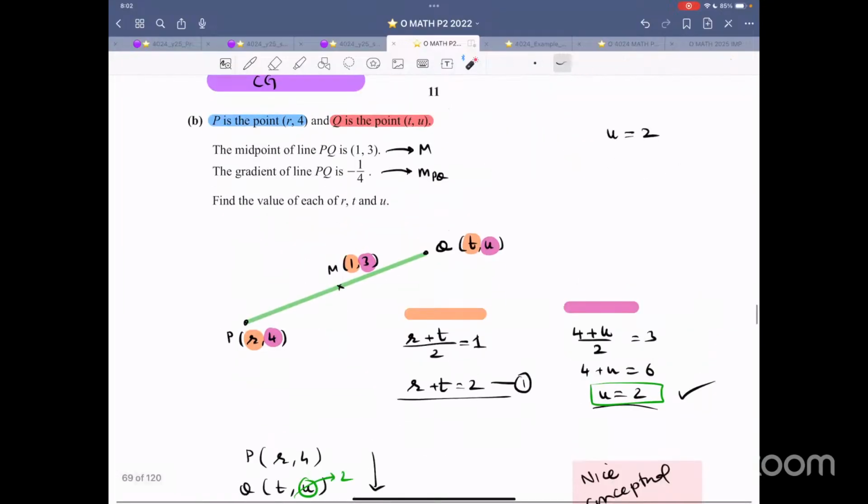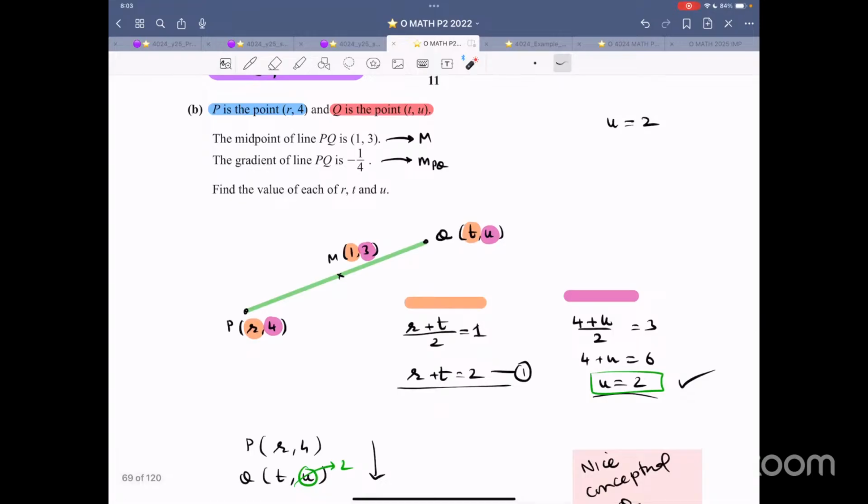Now it says P is the point (R, 4), Q is the point (T, U). The midpoint of PQ is (1, 3). Let me call it M. The gradient of line PQ is negative 1/4. Find the value of each of the following. So we have P, we have Q, and I have marked M over here. That's the midpoint. Therefore (R plus T) divided by 2 is 1. That's one equation. (4 plus U) divided by 2 is 3. So R plus T is 2. That is equation 1.